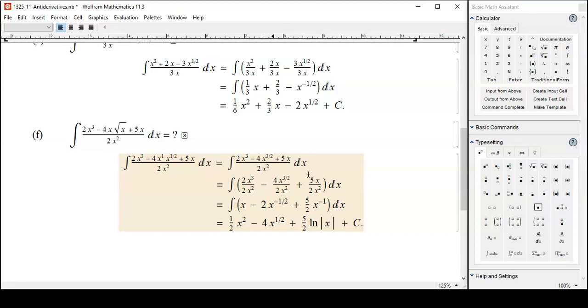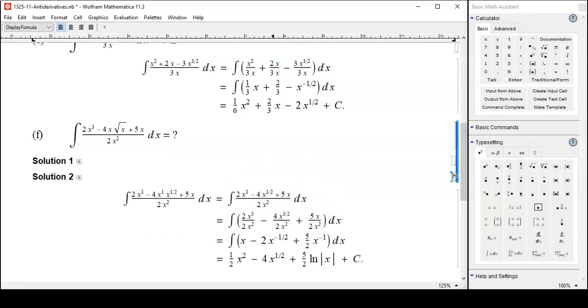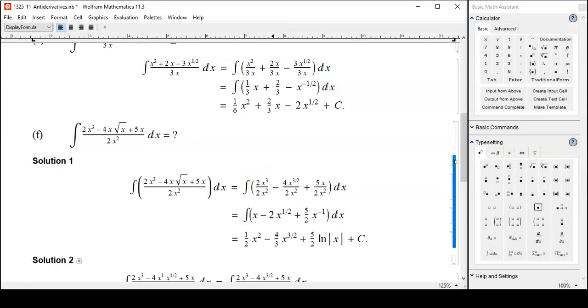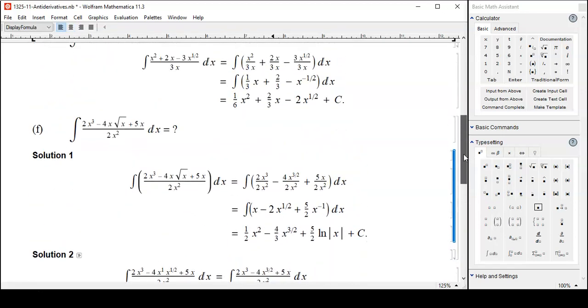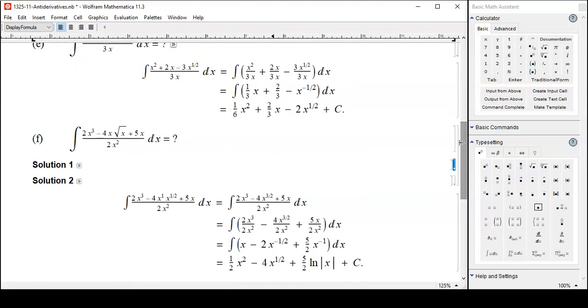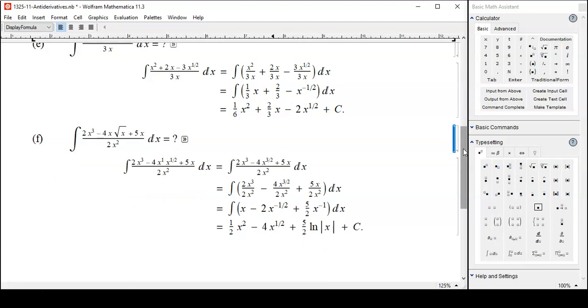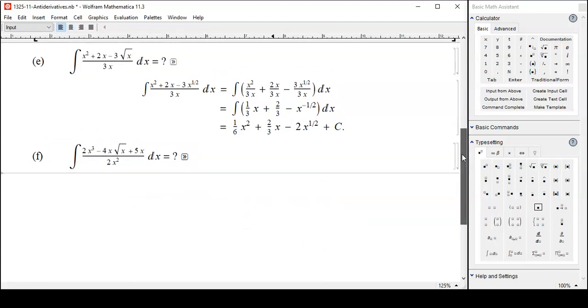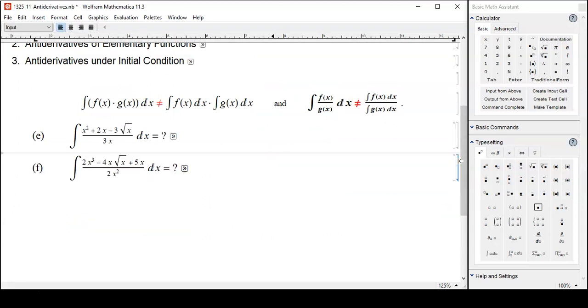So how do you handle this? Separate the numerator, and then you get a bunch of power functions, and then you can apply power rules one at a time. For differentiation, we have such a nice thing called the quotient rule. But there's no such thing for antidifferentiation. So you have to do it the hard way like this. No other way.